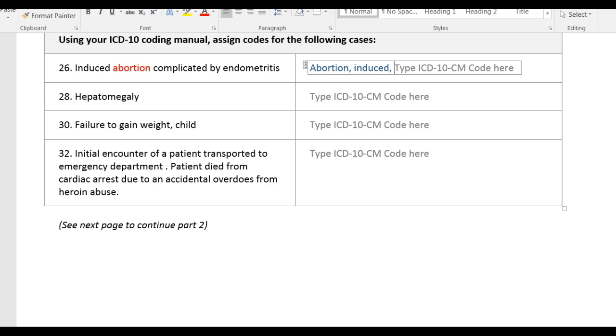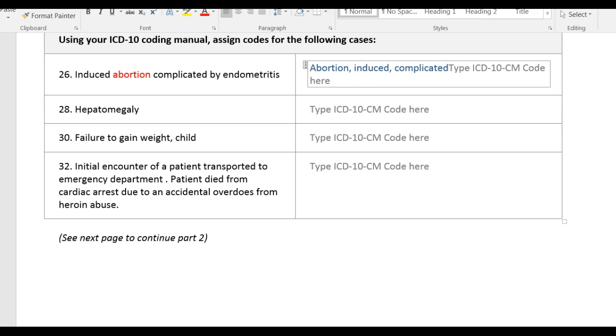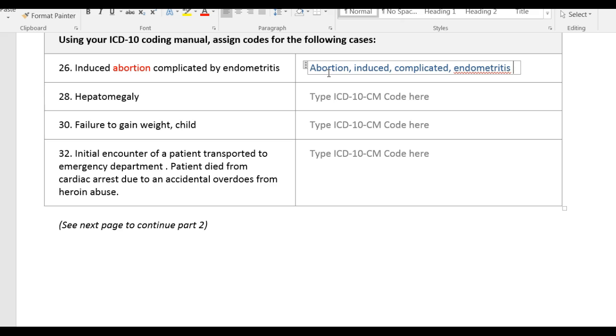And then from there, first level of indention is induced. Second level of indention should be complicated. And then we may even have a third level of indention. And every code that's focused on pregnancy starts with a 0. So you have a 3-digit category.